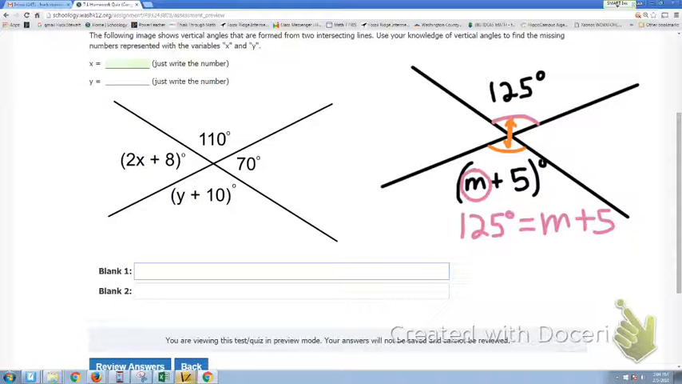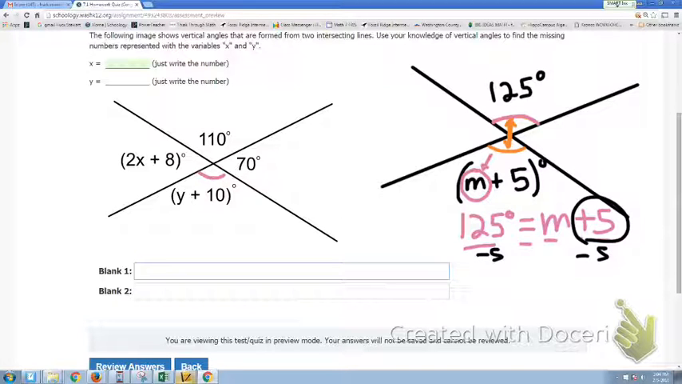So we're not asking for the actual angles of measurement. We're asking, well, if this is supposed to be congruent, then what does that make m? And this is actually quite easy. If you think about it, this is just an equation. 125 equals m plus 5. Well, this is actually very easy. I'm just going to undo this positive 5 by subtracting 5 from both sides.